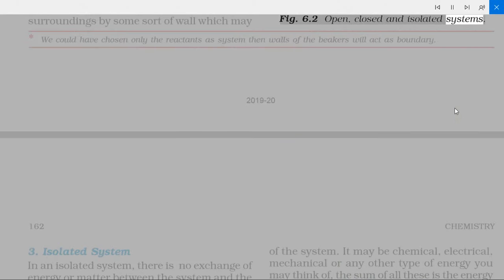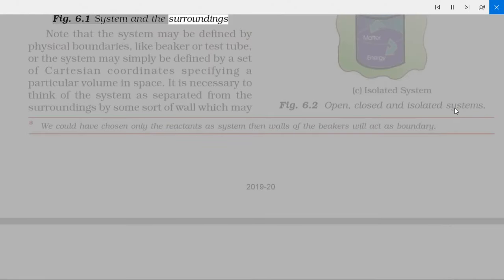Fig. 6.1. System and the surroundings. Note that the system may be defined by physical boundaries, like a beaker or test tube, or the system may simply be defined by a set of Cartesian coordinates specifying a particular volume in space. It is necessary to think of the system as separated from the surroundings by some sort of wall, which may be real or imaginary. We could have chosen only the reactants as system, then walls of the beaker will act as boundary.